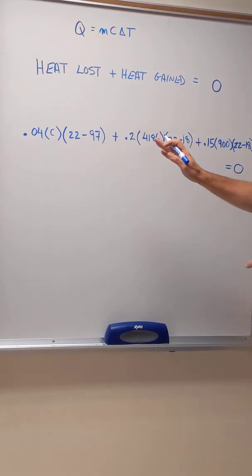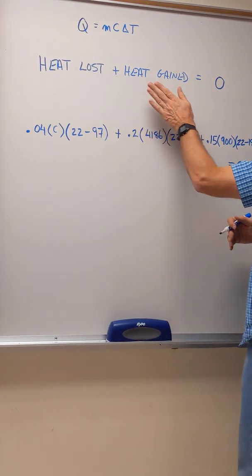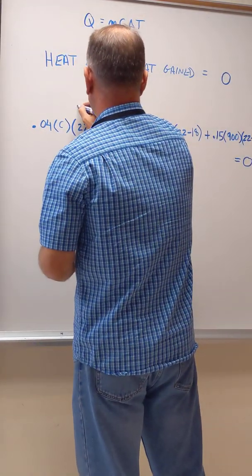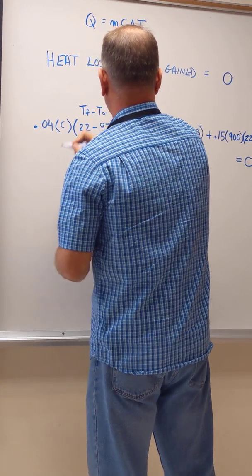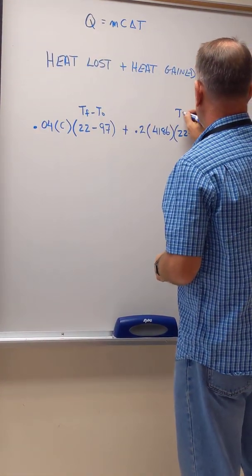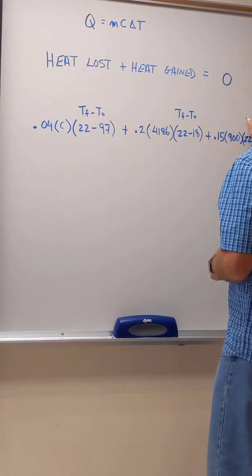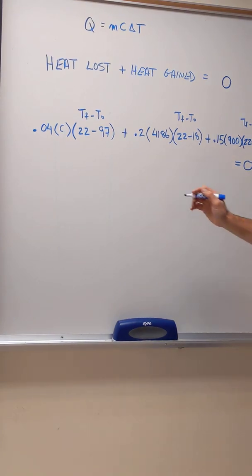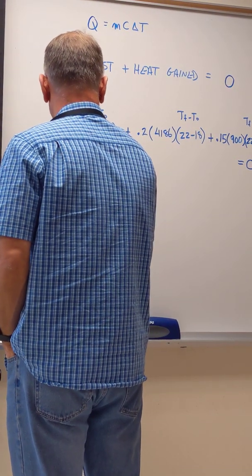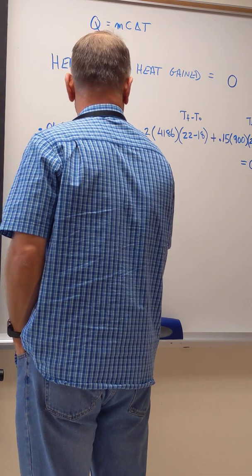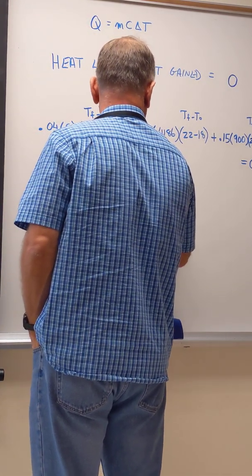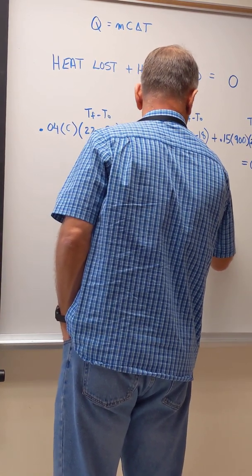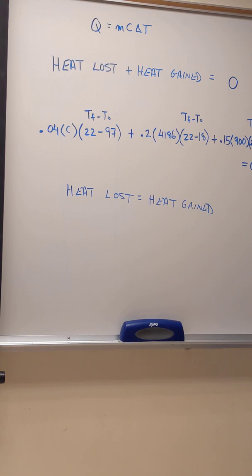You'll notice in every single case, if I do this sort of setup, it's always T final minus T initial, T final minus T initial, T final minus T initial. If you want to stray away from my advice and approach the problem like this, you're welcome to do so.